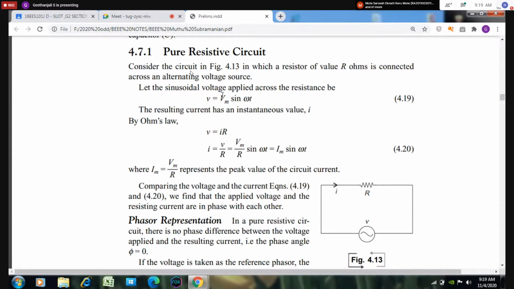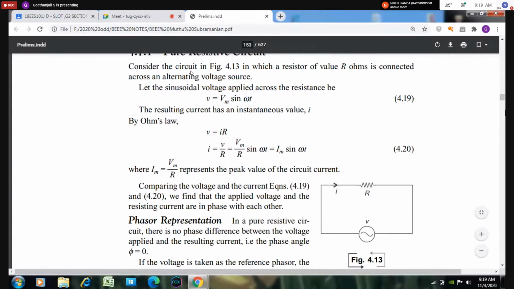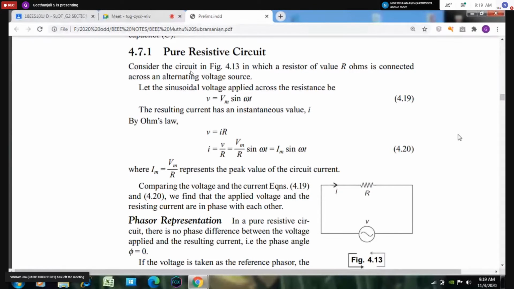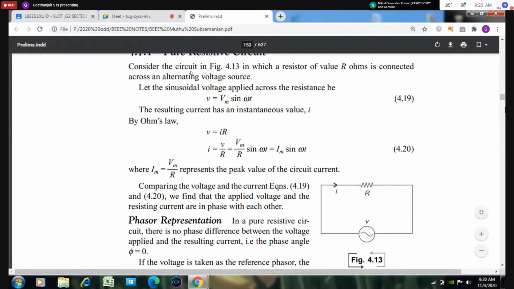So we can conclude that there is no phase difference between the voltage and current in the pure resistive circuit. Both are in phase with each other. In phase in the sense that both voltage and current reach the maximum value, and then the minimum value, at the same time. So there will not be any lagging or any leading at all. That is the conclusion we get from equations 19 and 20, right? So this is the phasor representation.